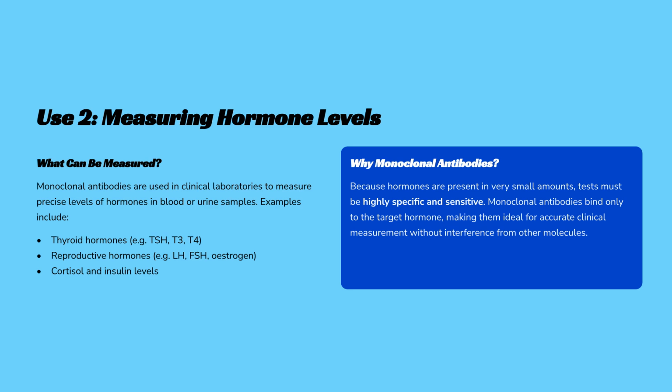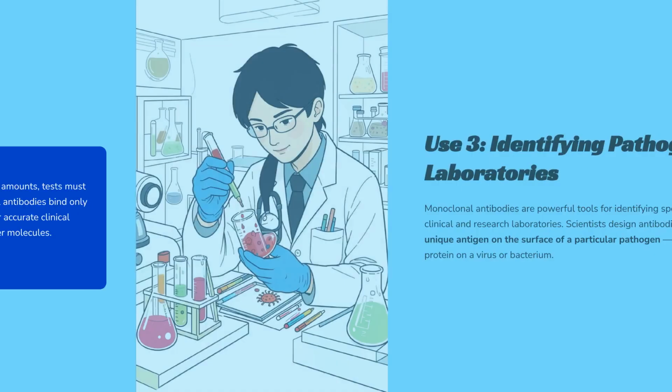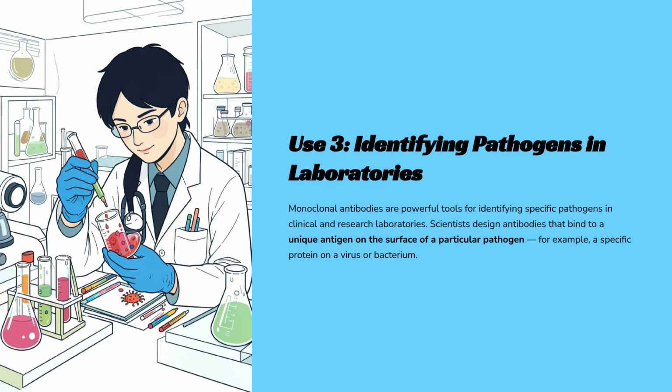Monoclonal antibodies are also vital for measuring hormone levels in blood and urine samples. Because hormones exist in tiny quantities, their high specificity allows for precise clinical measurements without interference. In labs, they are also used to identify specific pathogens. By designing antibodies that bind to a unique antigen on the surface of a virus or bacterium, scientists can confirm the presence of an infection.